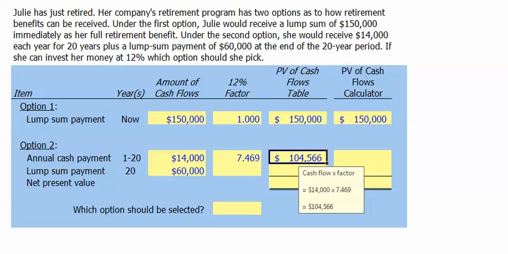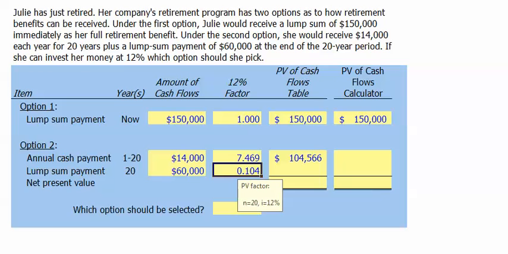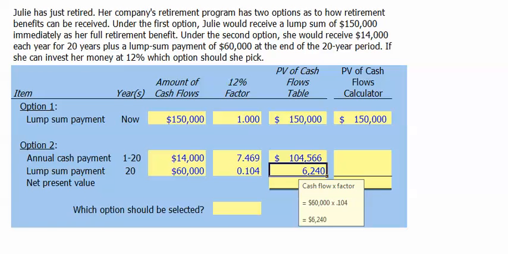$104,566. The $60,000 that we receive in year 20 is a lump sum, so we look up the present value factor for 20 years at 12%, and that factor for a lump sum is 0.104. Multiplying that by the $60,000 cash flow, we get a present value of $6,240. The total present value then of option 2 is $110,806. That's simply the sum of both present values.